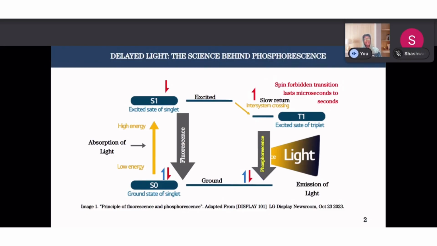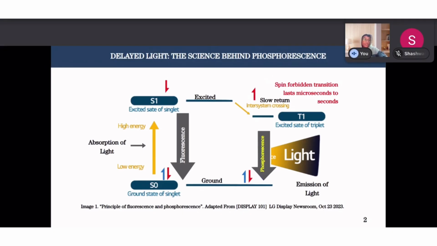Because this particular pathway now becomes spin forbidden, the emission is very slow and it is actually delayed. So thus the phosphorescence is delayed in nature and it takes microseconds to seconds as compared to fluorescence, which is very prompt and fast and happens in nanoseconds.